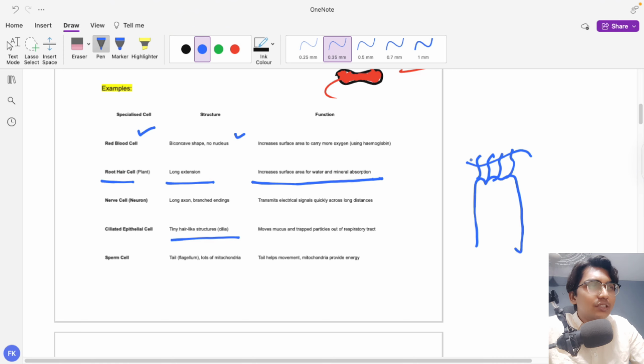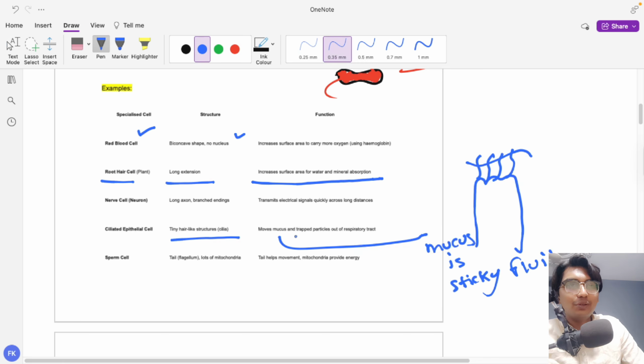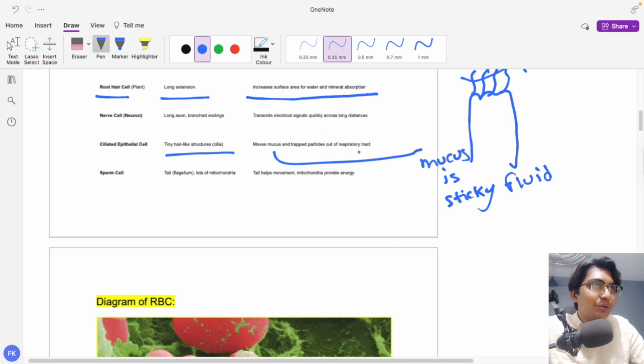It moves mucus. Mucus is a sticky fluid. So why do we need a sticky fluid like mucus? The function of mucus is to trap dust as well as bacteria and foreign particles, so that they don't get inside the body, right? So that is the main function of it, and the cilia transport particles out of the respiratory tract.